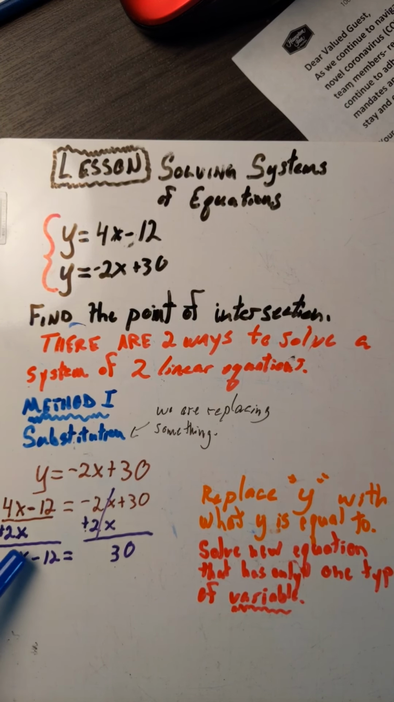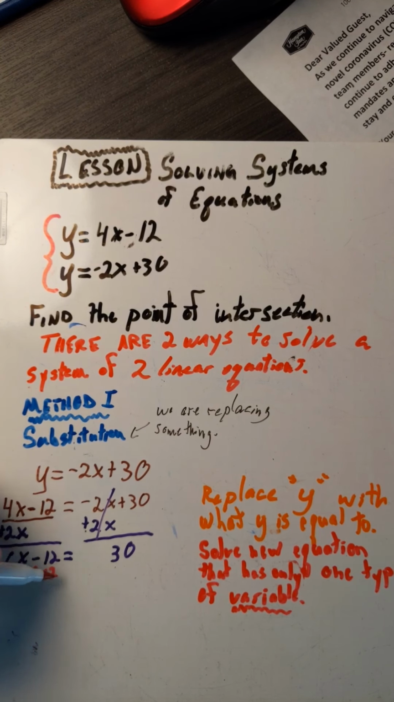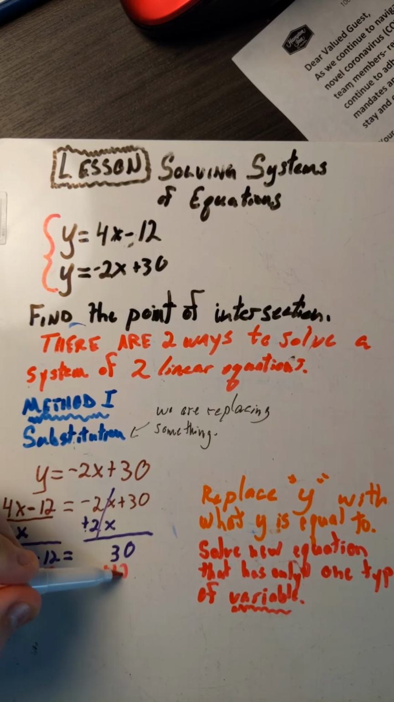Why are we doing that? Because we want to isolate this variable. We want to get it by itself. Isolation means to be by yourself. So we're going to get the 6x term by itself by moving this minus 12 to the other side. We do that by using, again, the additive inverse. The opposite of a minus 12 will be a plus 12. So we're going to add 12 to both sides.